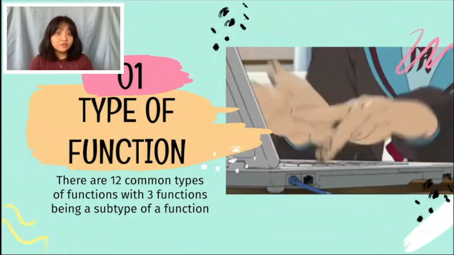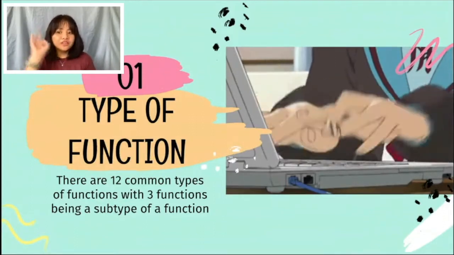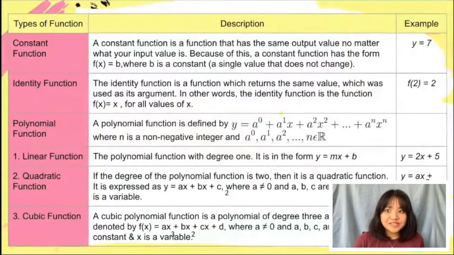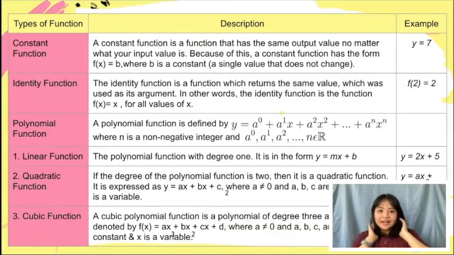There are actually 12 common types of functions, with 3 functions being the subtype of a function. Eto sila. Ayan, di ba? Ang dami nila. So, constant function, ibig sabihin, constant si function mo. It retains to be one value. Second one, identity function. Kung ano yung pinasok mo sa domain mo, yun din yung lalabas sa range mo. So, kung yun 2 yung pinasok mo, 2 din yung lalabas.